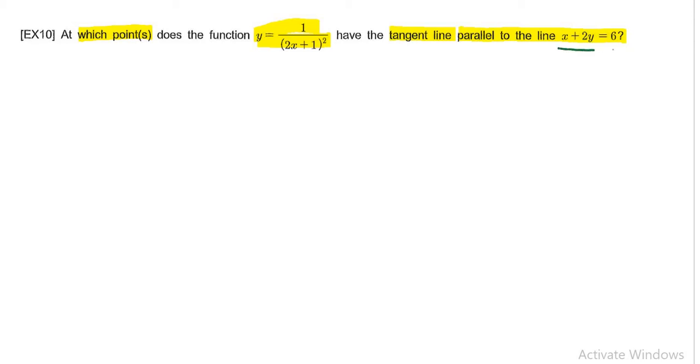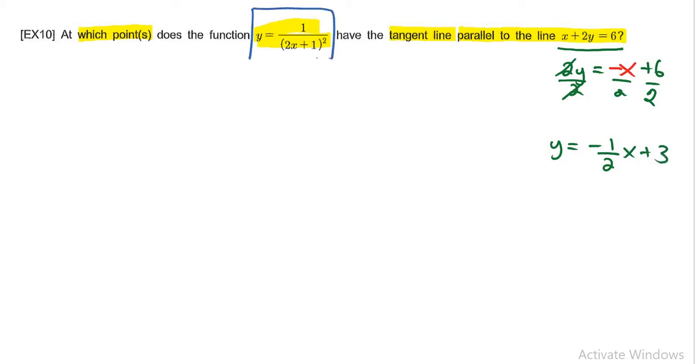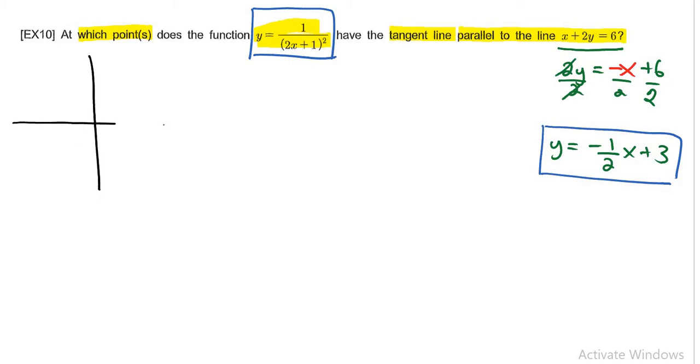So I'm going to take this linear line right here, and I'm going to rewrite that in terms of y. So that would be 2y equals negative x plus 6, and then I can divide both sides of the equation by 2. If I do that, I get y equals negative 1 over 2 x plus 3. Okay, so what I would like to do now is I'm going to take this guy right here, and that guy right there, and I want to do a very light sketch on the side here to kind of figure out what is going on in this problem.